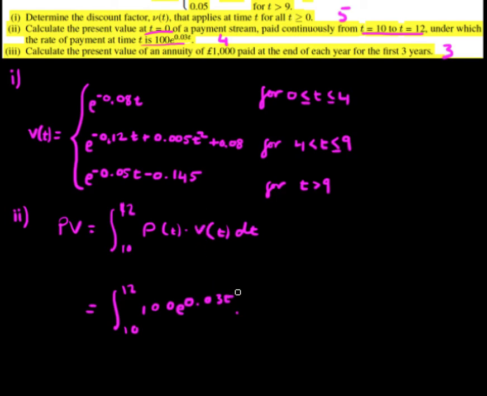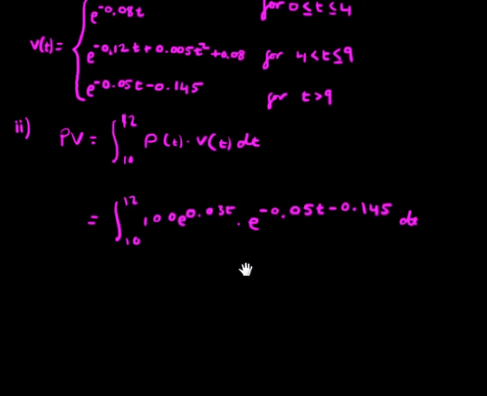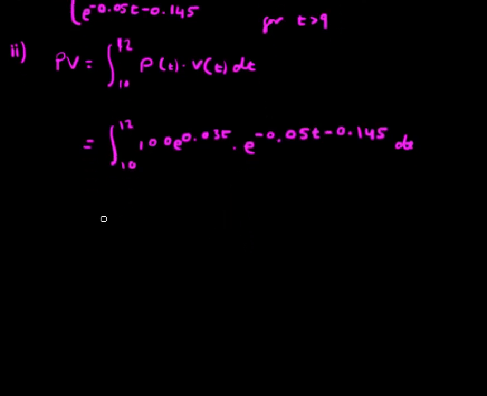Because we are bringing it back to time 0, this is being brought back just 2 years, and then bringing those 2 years all the way back down to 0. So that's why this is fairly straightforward. So that's e to the negative 0.05t, and then that's minus 0.145. That's all dt.